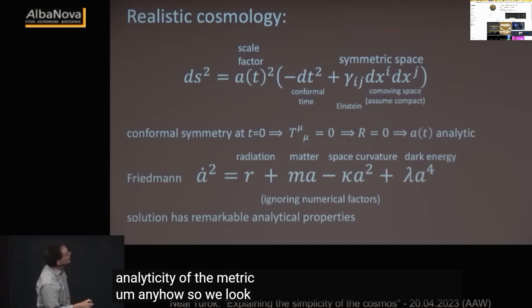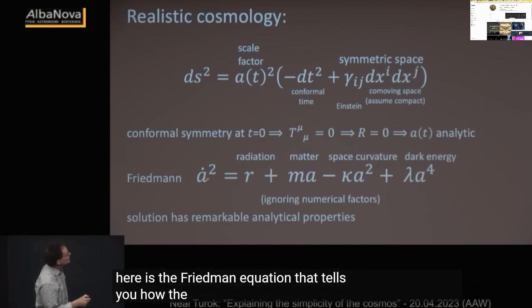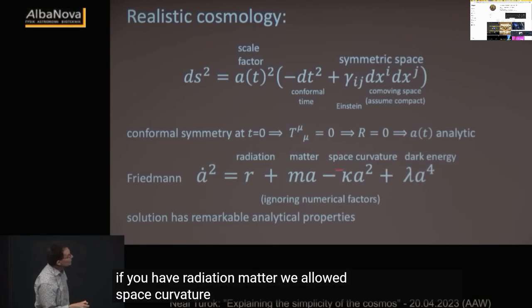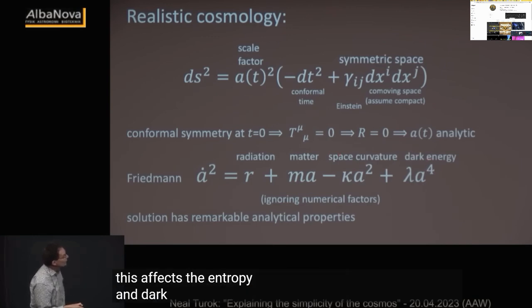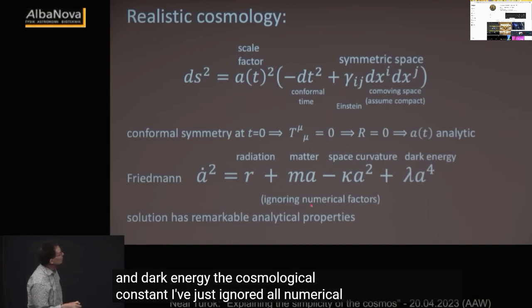Anyhow, so we look at these equations. Here is the Friedman equation. It tells you how the scale factor of the universe evolves if you have radiation, matter. We allowed space curvature. We wanted to see how this affects the entropy, and dark energy, the cosmological constant. I've just ignored all numerical factors.